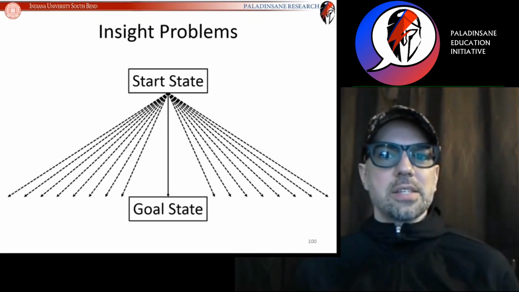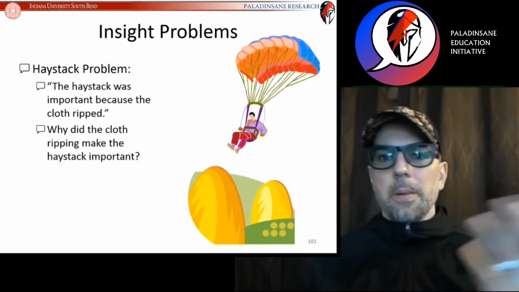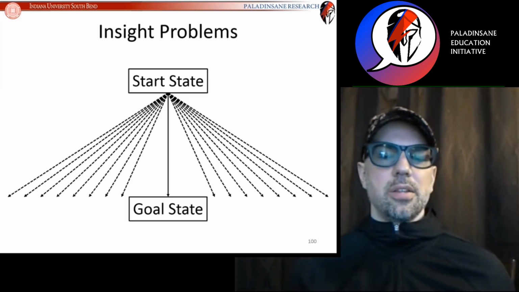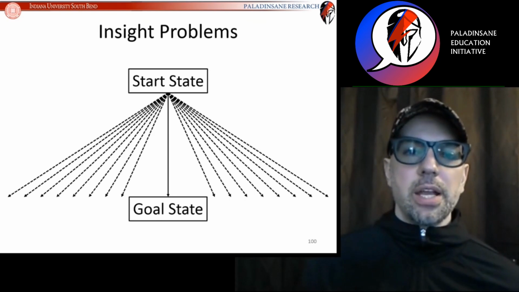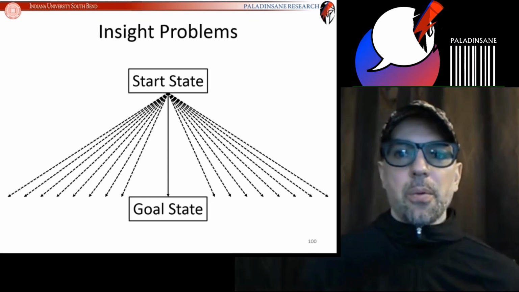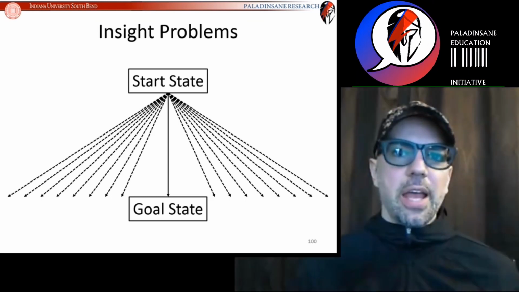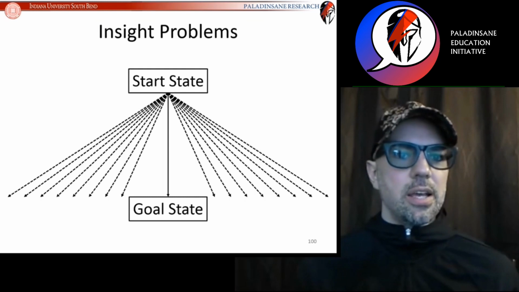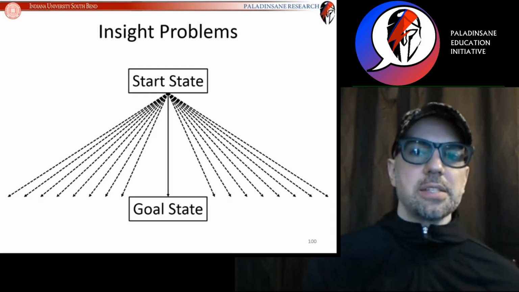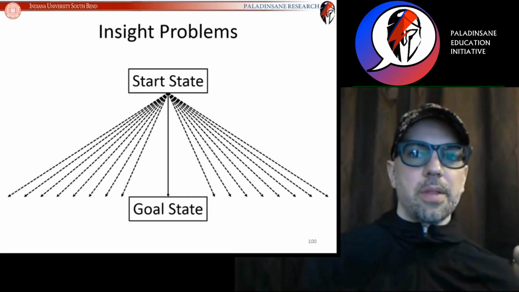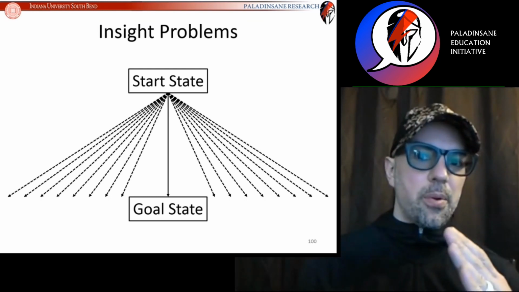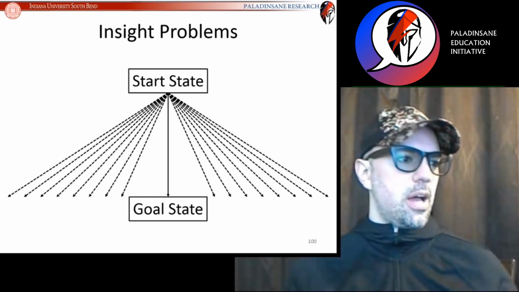So the haystack was important because the cloth ripped. That line on the left, maybe because they needed money. They were going to sell the cloth for money. Now they're going to sell the haystack for money. That's the operator on the far left. Second operator from the left, they were carrying hay in the cloth to take it to the market. Now the cloth ripped, the hay jumped out all over the place. They need more hay. They need to go back to the haystack. It became important. Third operator from the left, there's a needle in the haystack. They can use it to sew up the cloth.